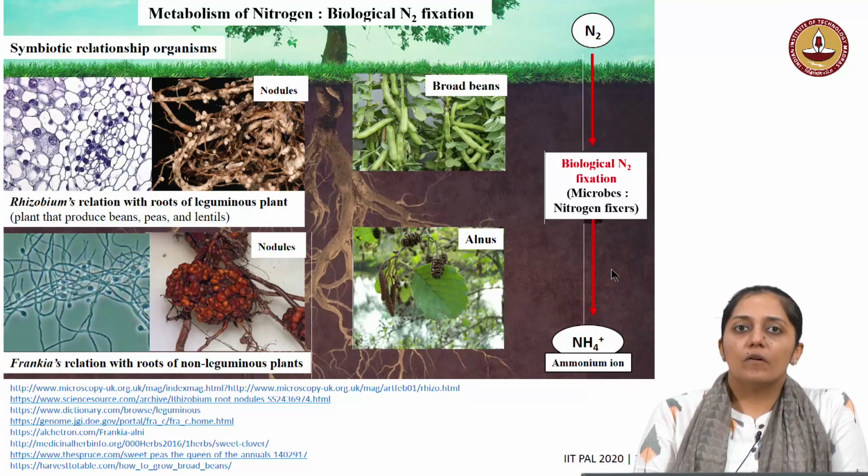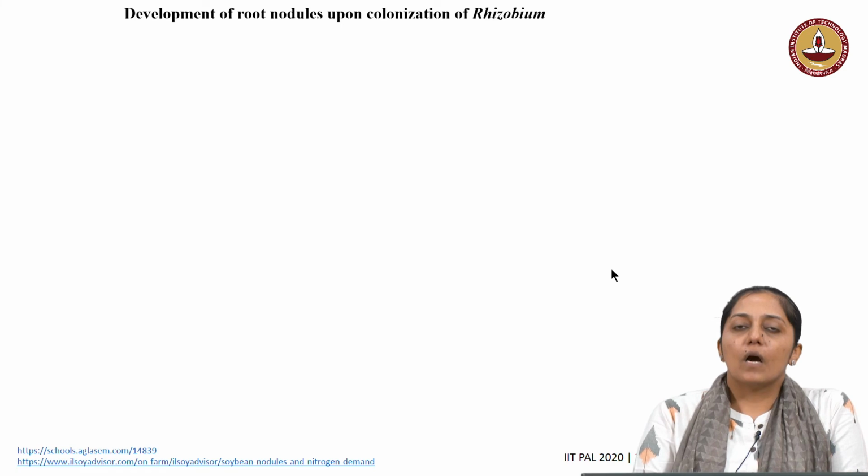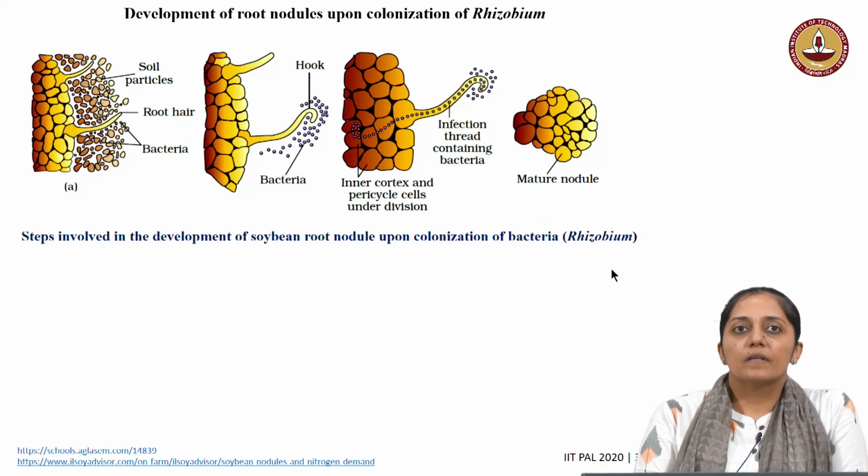There is another example of nodule formation where Frankia species, these are filamentous bacteria, can form nodules in non-leguminous plants and act as nitrogen fixers. For example, the plant like Alnus. Now, how do these root nodules develop? Here is an example shown for the Rhizobium species, how they act on soybean roots and they form the nodules. So, these are the different steps of its progression.